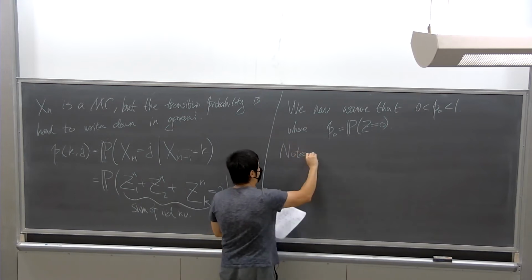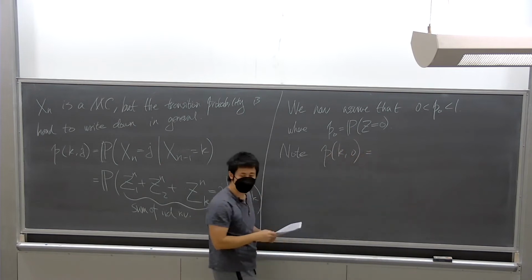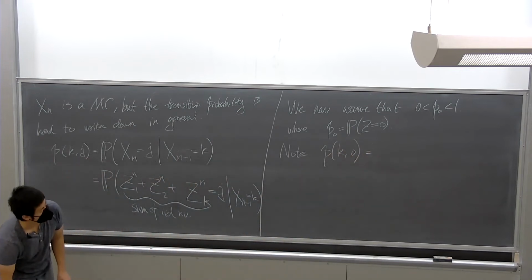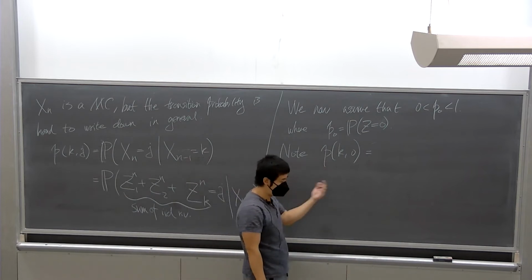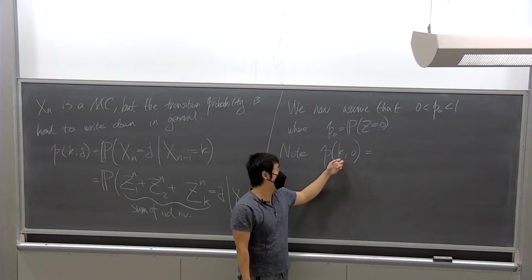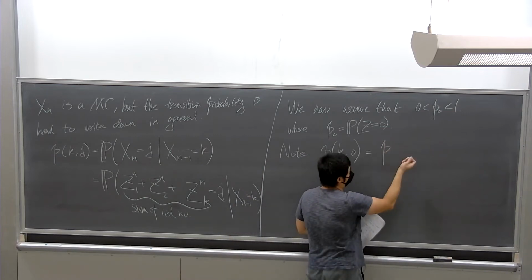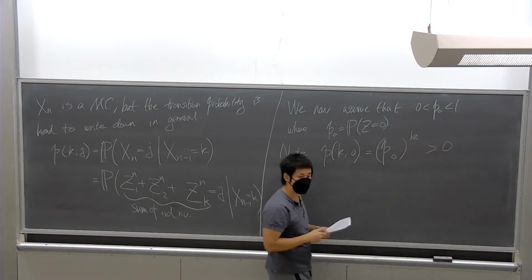So what's P_K0? I'll ask you guys, what is this probability, where we go from K individuals to no individuals in the next time step? Exactly. In the previous time step, we have K individuals, and in the next time step, we have no individuals. That must mean each one of these has no children. Because they're all independent, it's just P_0 raised to the Kth power, which is some positive quantity.